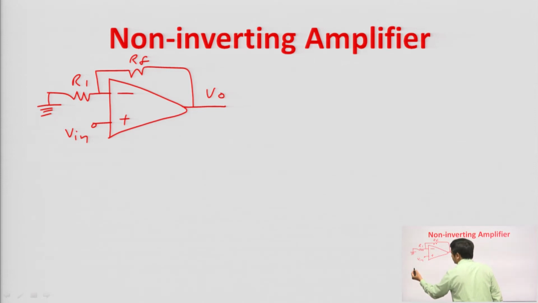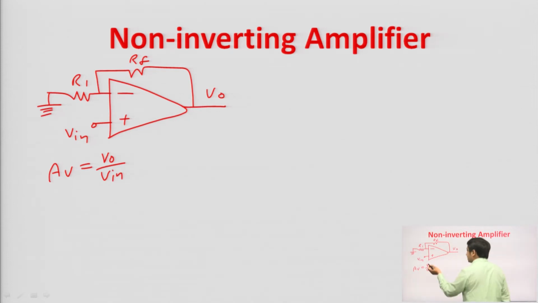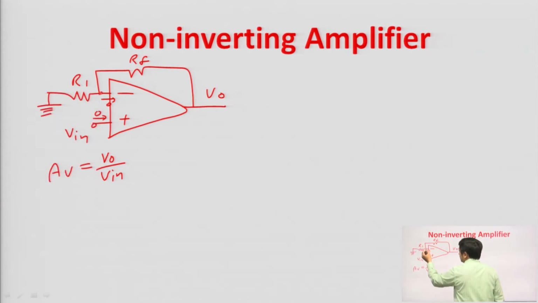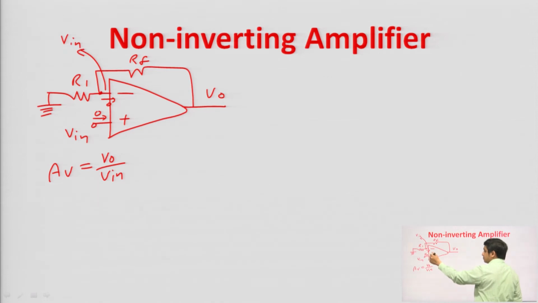Now, again we have to calculate the voltage gain of this non-inverting amplifier, that is V naught upon V in. Again, considering the ideal op amp, the current entering the op amp is 0, and by applying the virtual ground, the voltage at the inverting terminal will be equal to V in, because the voltage at the non-inverting terminal is V in, that is the input signal directly applied at the non-inverting terminal.